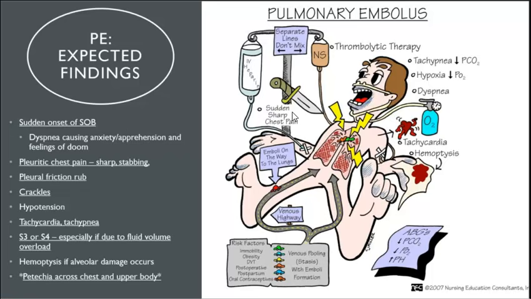Hypotension, so they're going to be tachycardic and have low blood pressure. What does that sound like to you? Like shock, right? S3 or S4 can be heard. Remember, we don't really like hearing those extra sounds in our heart tones. Hemoptysis, patient coughing up blood. And then petechiae. Petechiae across the chest and the upper body.